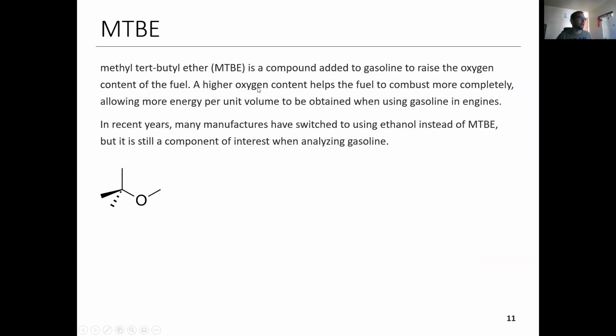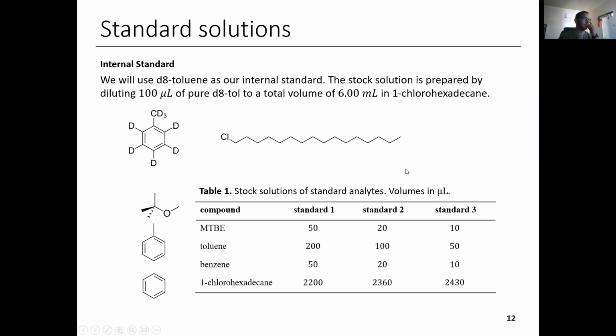So this is the background of MTBE, just for your own reading. It's added to raise oxygen content. It makes it so that it combusts more completely in general. This is no longer really added. Most people use ethanol nowadays, but it still can be found in gasoline. And so we want to know if it's in any of these gasoline samples.